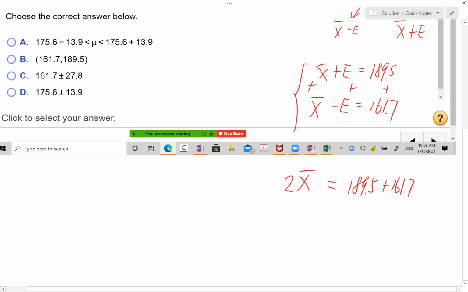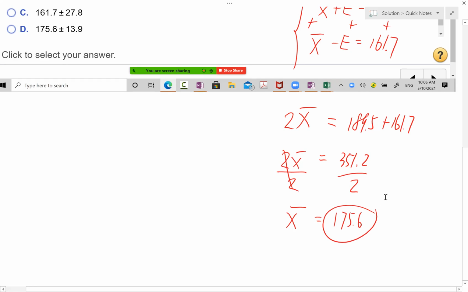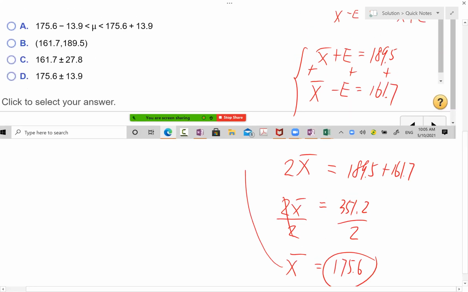Let's see what that is. Adding 161.7, twice the sample mean is equal to 351.2. So now we divide both sides of the equation by 2. That will give us a sample mean equal to 175.6. That should be right. 175.6. Okay. Now we know the sample mean, and we can plug it in to get the margin of error.